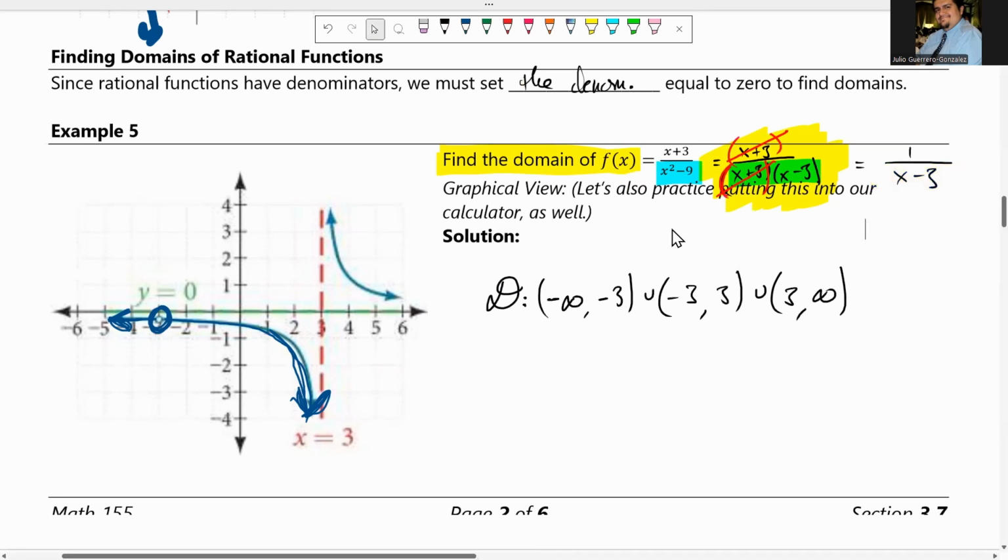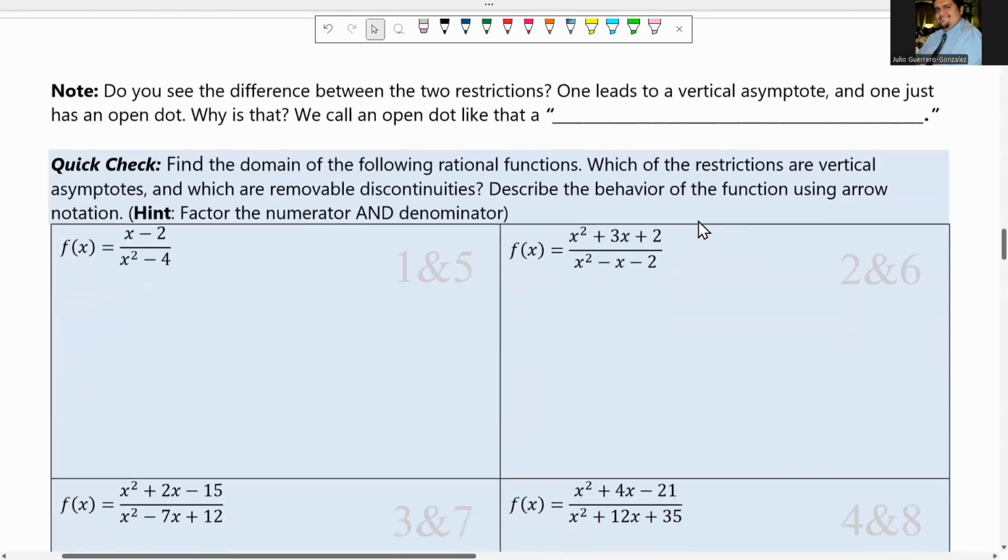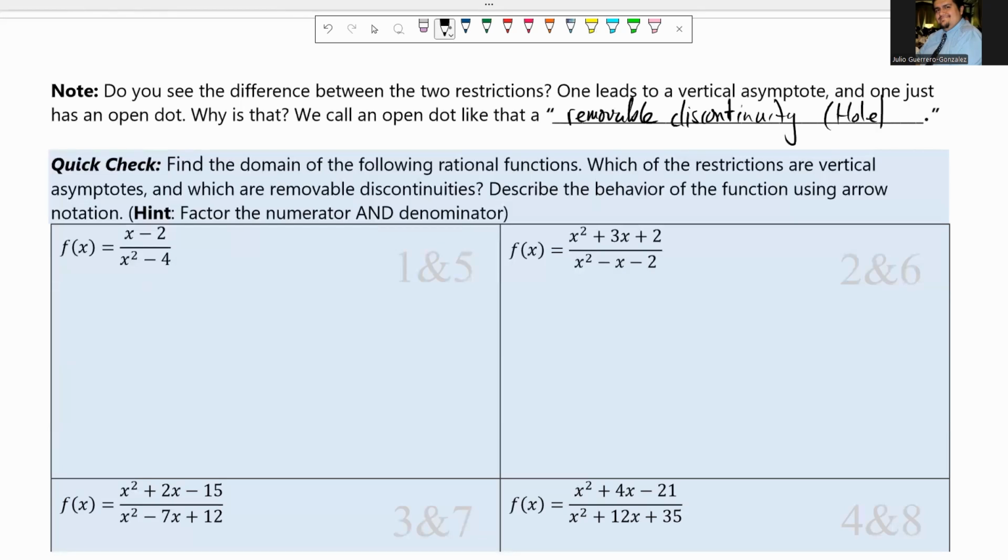We are noticing stuff that we're going to be seeing a lot of in calculus itself. So that dot, that was what we call a removable discontinuity, or, for short, a hole. Okay, we're getting there.